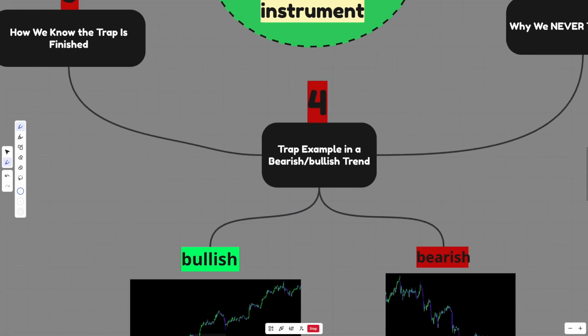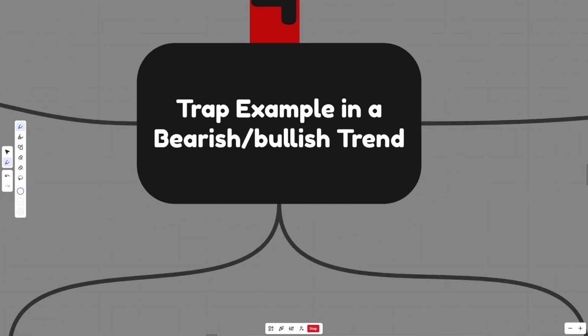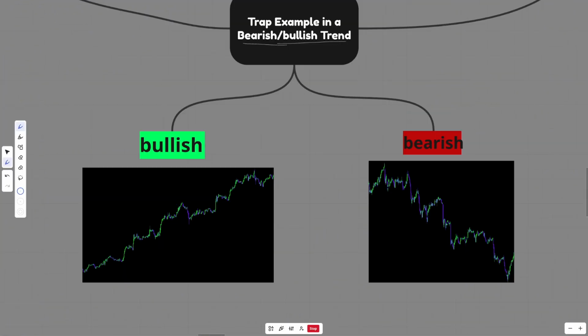Now we are going to look at trap examples in a bearish and bullish trend. For the bullish trend, it is making higher highs, higher lows, higher highs, higher lows on the higher time frame. Price breaks a new higher high. Beginners think it will explode, so they say, I will buy right now.